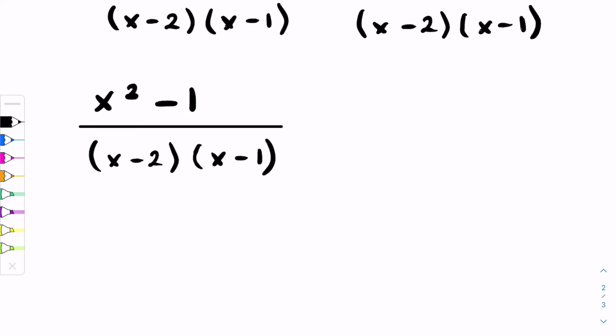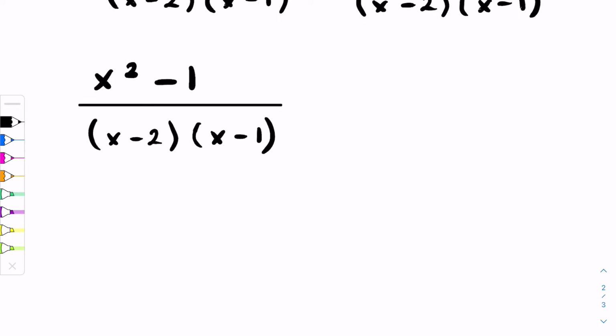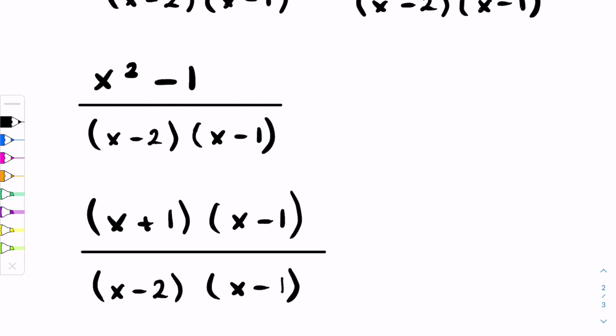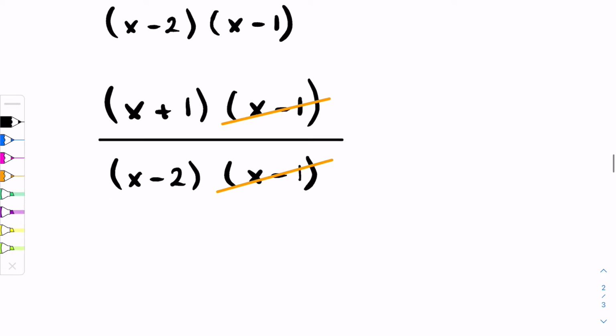Now the directions will tell me to factor my numerator if possible, and you want to check to see if you can eliminate any factors. X squared minus 1 factors to x plus 1 times x minus 1. This is over x minus 2 times x minus 1. I have a common factor of x minus 1 that can be eliminated, and my final answer is x plus 1 divided by x plus 2.